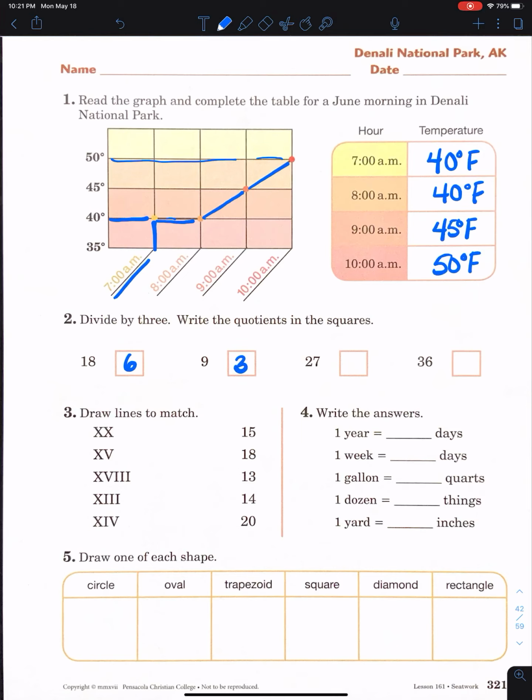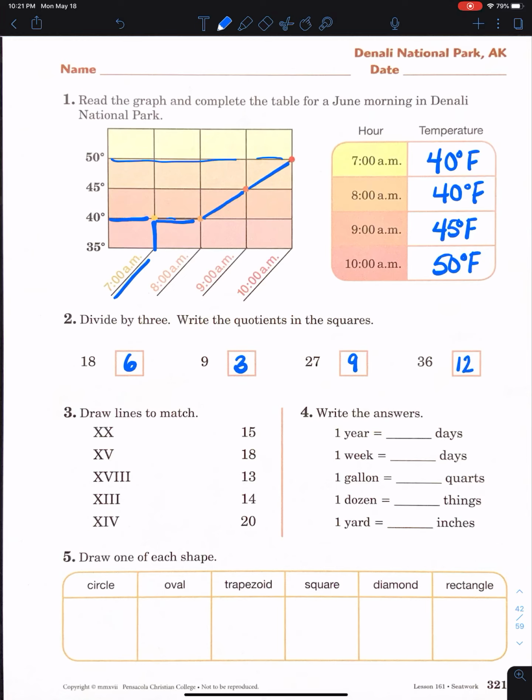27 divided by 3. Go ahead and figure that out. 27 divided into 3 equal groups. The answer is 9. And 36 divided into 3 equal groups, each group will have how many? 36 divided by 3 equals 12.